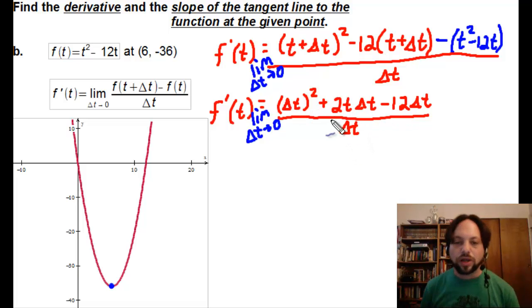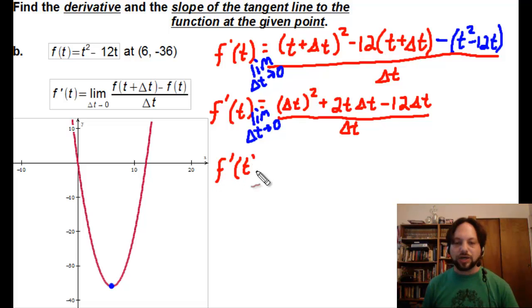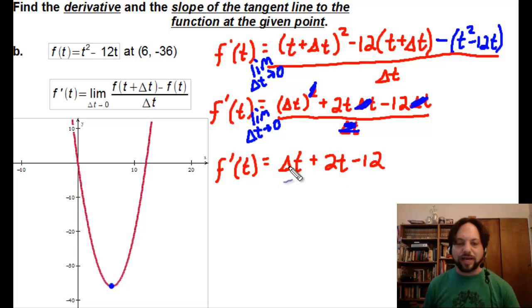Clearly that's not going to work, but in this particular case, I can factor out and cancel one of those delta t's. So what I'm going to end up with is delta t plus 2t minus 12. And that's simply by scratching this out, and this out, all those canceling with that. So you see where that comes from. And of course, what did I forget again? My limit. Please do not forget your limits.